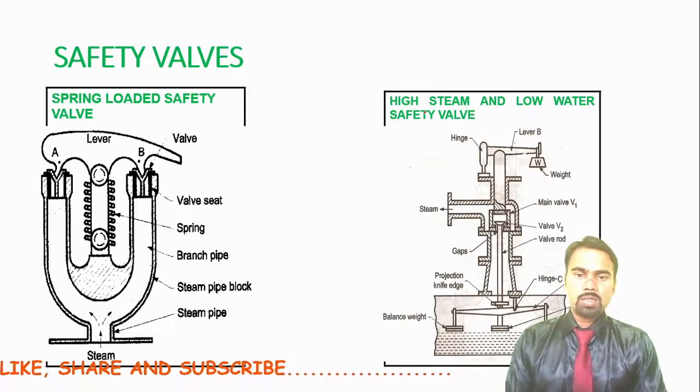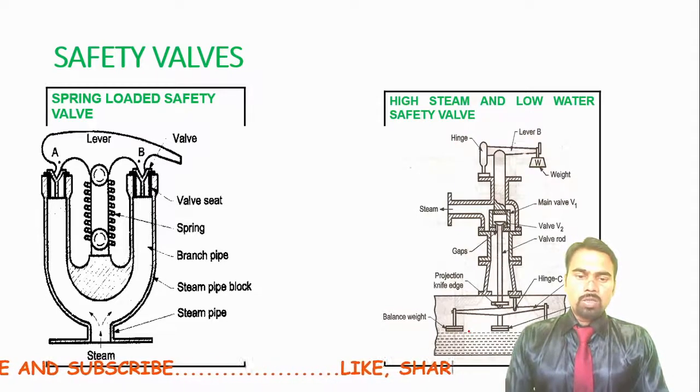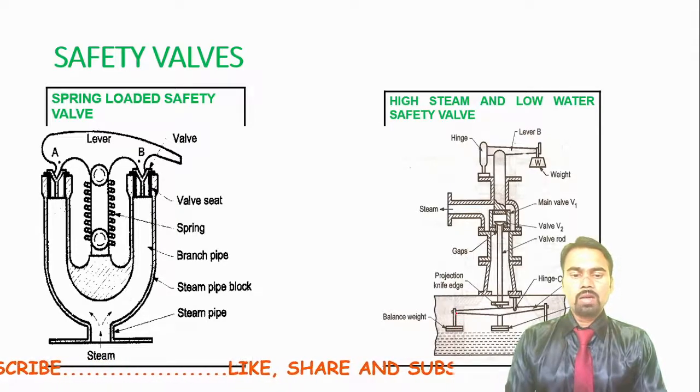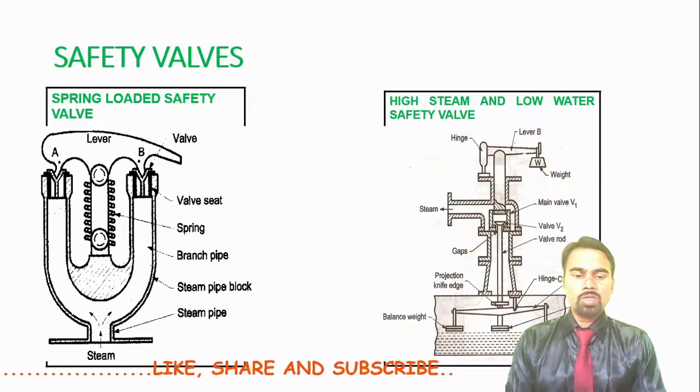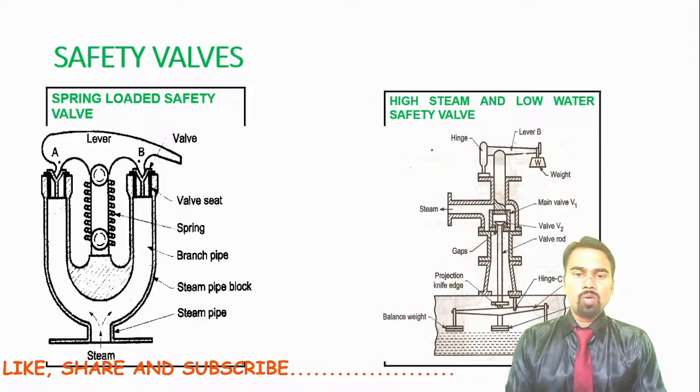Then here it is the high steam and low water safety valve. It controls the high pressure of the steam. If the pressure of the steam is high, then it lowers the steam pressure, and if the water level goes down, then it increases the water level. So as its name indicates, high steam and low water safety valve.